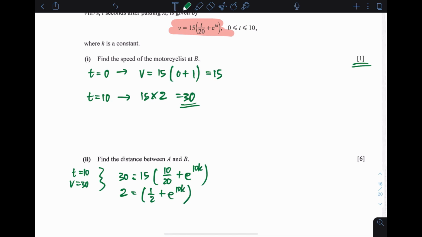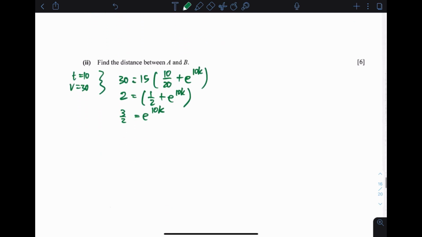I think we need this to find out the value of k, after all. Move the half away, I get 3 over 2 equals e power of 10k. Then just simplify this using logarithm. Ln of 3 over 2 equals 10k, because you get ln of e power of k. This will approximately give us 0.0405. Let's just put in 3SF for now.